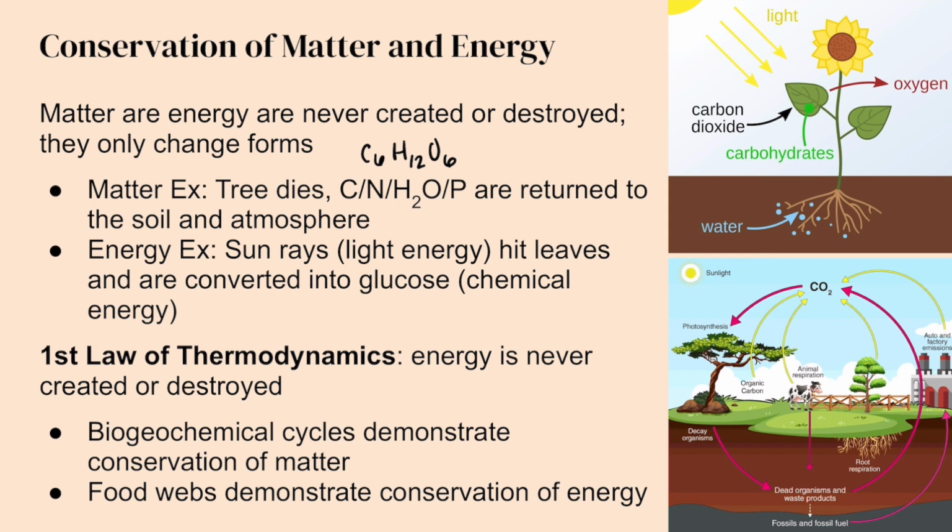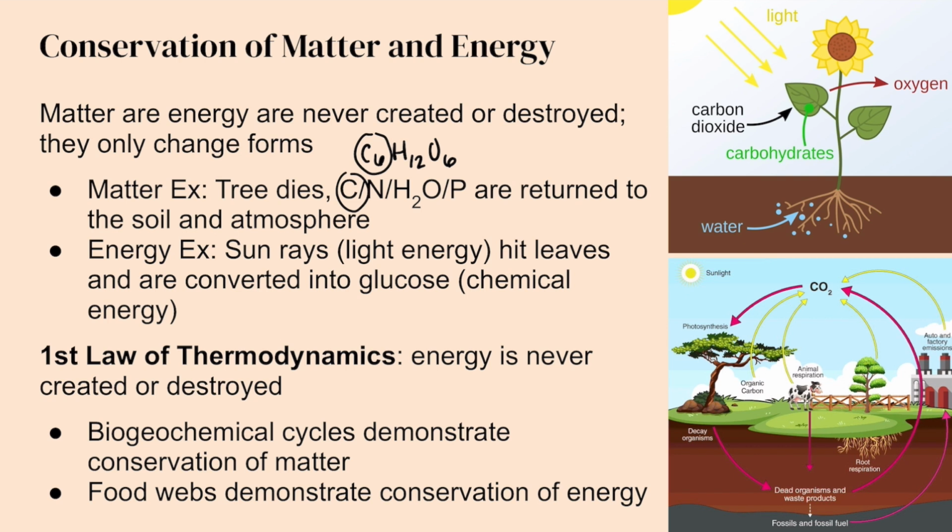So those molecules, like for example, carbon, the same amount of carbon will exist when the tree is alive and after it dies. It's just broken down by detritivores into smaller components, basically. It exists in these big molecules and it's broken down into things like carbon dioxide. So then energy is also conserved in these situations.